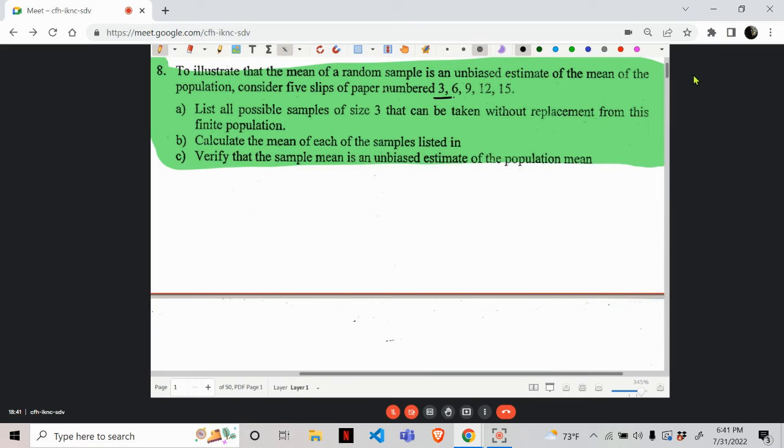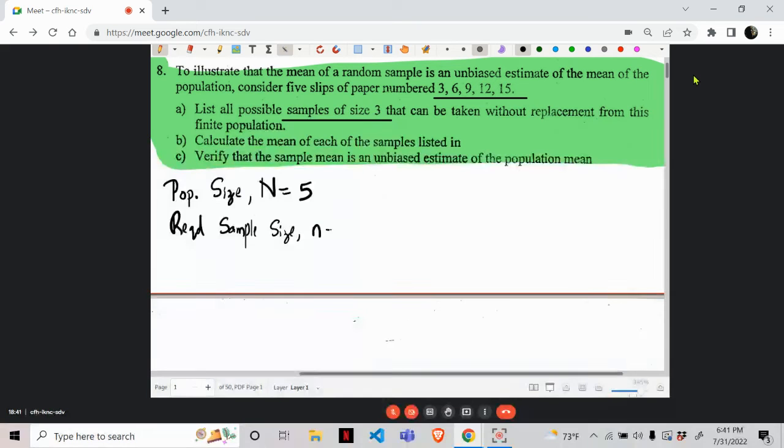So tell me, please, how many members are here? 5. What is the population size? 5. What is the notation for population size? Capital N. And what is the required sample size? 3. What is the notation for sample size? Small n.